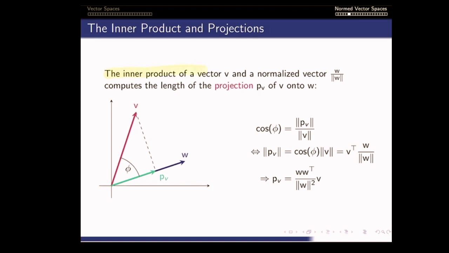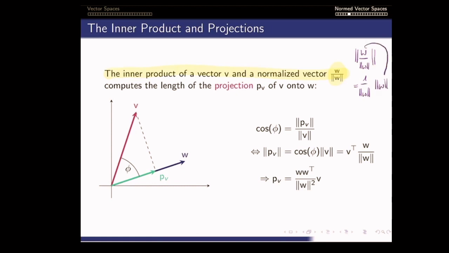So the inner product of a vector v and a normalized vector w over the norm of w. This vector is just another way of making sure that this vector actually has a norm of 1, because of the norm of w divided by the norm of w. The norm of w is just a scalar, so I can multiply this out, and it remains this norm of w.